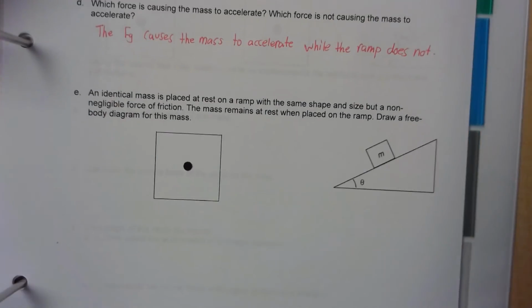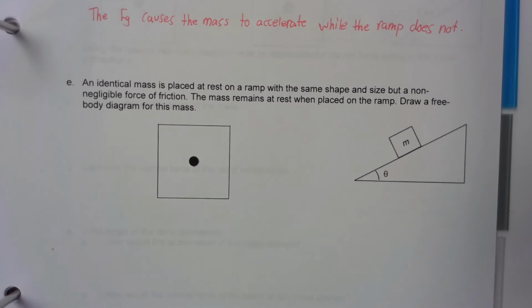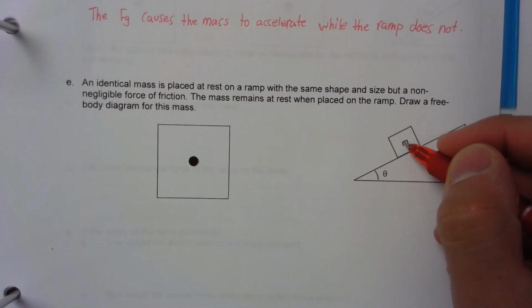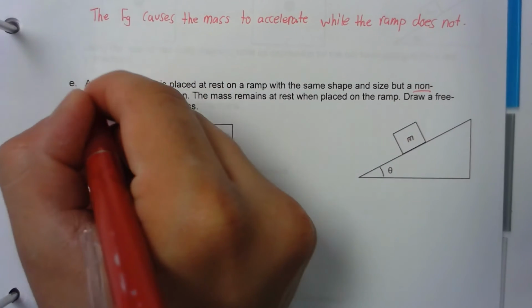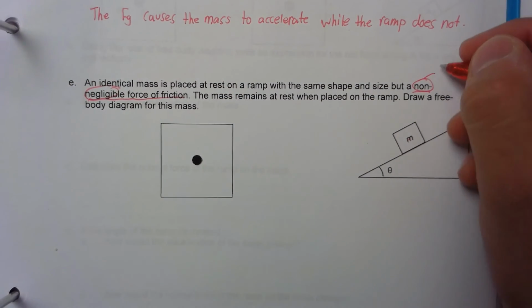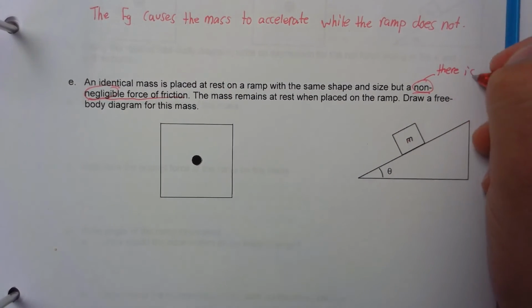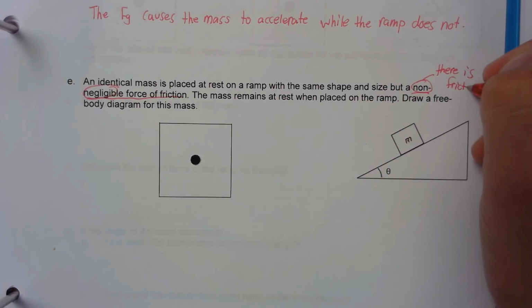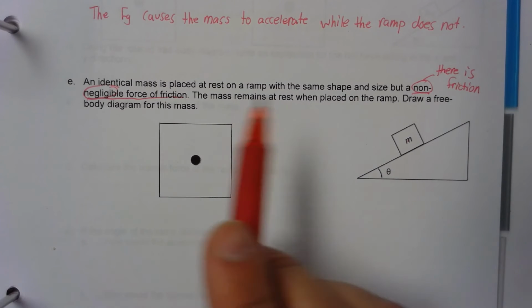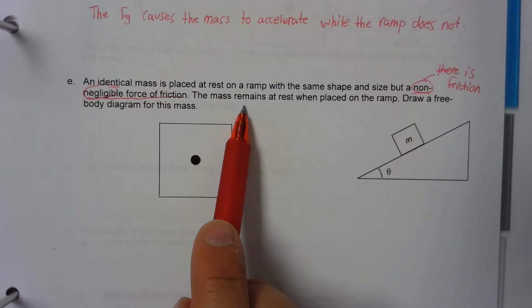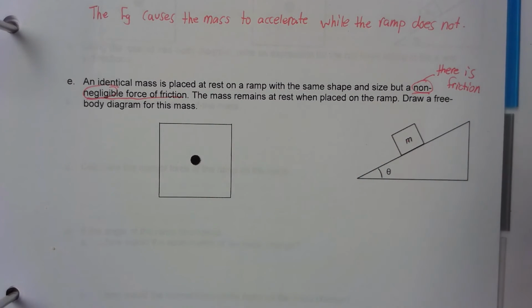So now, since we've revisited friction today, let's apply it to a ramp problem. This is much more realistic. So now we have a mass sitting on the ramp, but there is a non-negligible force of friction. Non-negligible means there is friction. In this case, non-negligible just means that you have to account for it. The important thing to note here is that the mass remains at rest when placed on the ramp. So let's draw a free body for this.